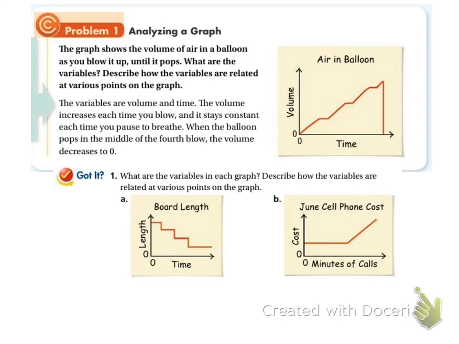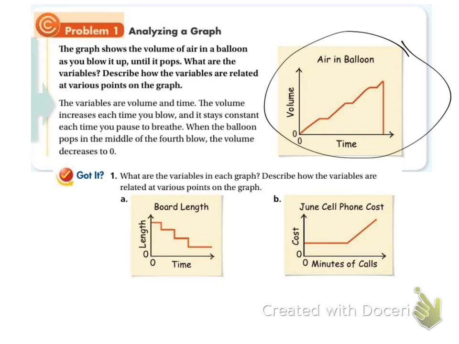Okay, this is 4.1 of algebra. Analyzing a graph. We are going to give the variables, so tell them which variables are involved, and describe how the variables are related at various points on the graph.